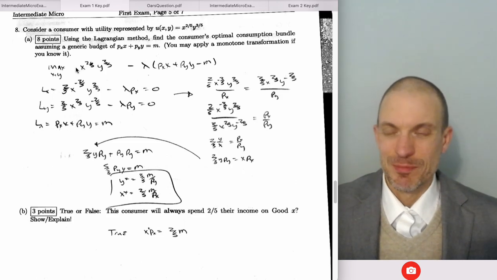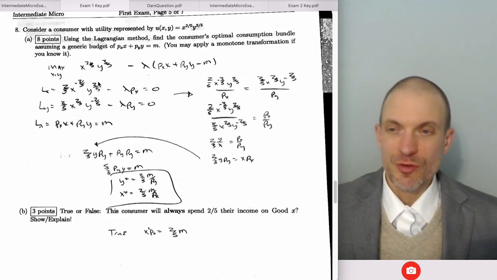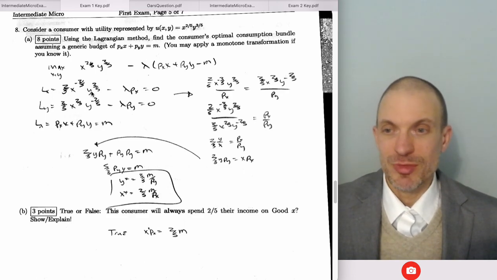Partial with respect to x, so it's going to be 2/5 x to the minus 3/5, y to the 3/5. Don't forget this y to the 3/5 comes along for the ride. It's like a constant. Just like if you had 2x squared and took that derivative, well, you'd have 4x because the 2 out front comes along for the ride. Same thing here. When I take a partial derivative with respect to x, this y is a constant.